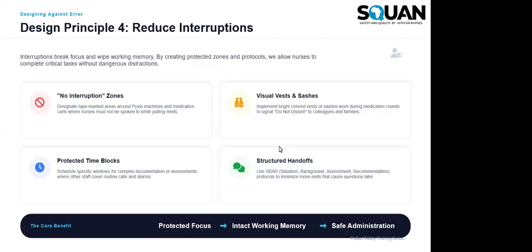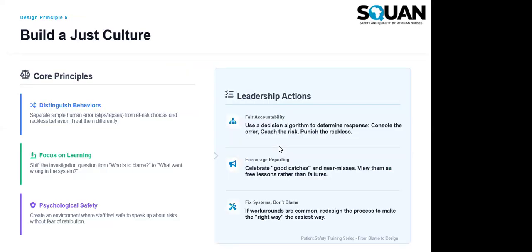Also protected time blocks, as we've said, and then structured handoffs using our SBAR. We all know about our SBAR tools for handing over, so that we're communicating the right thing, we're communicating accurately, we're communicating complete information that is useful for the entire team, and making sure that we're coordinating care in the best way possible. So when we have protected focus, we have our working memory intact, because then you're not trying to process 10 things when you should be processing only 2 things or 1 thing. And then that will lead to safe administration of medicines.